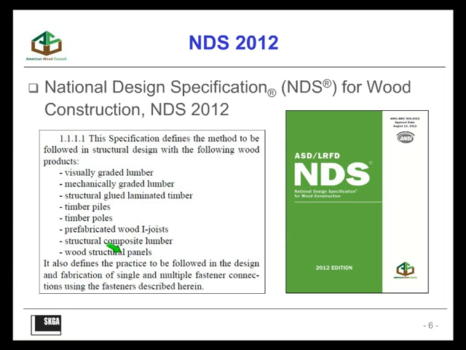Now, the scope of the NDS remains completely unchanged between the 2005 edition, which was the prior edition, and this current edition, 2012. And it defines the method to be followed in structural design with wood products, visually graded lumber, mechanically graded lumber, structural glue laminated timber, timber piles, poles, prefabricated wood I-joist, structural composite lumber, and wood structural panels. And it also covers connection design.